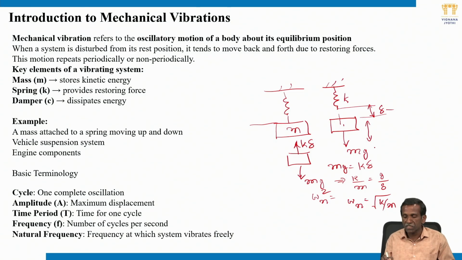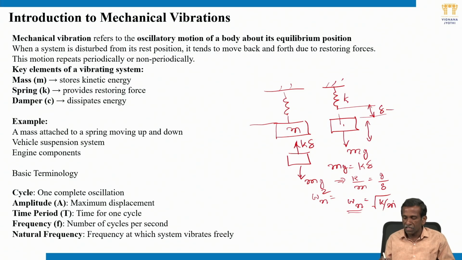Frequency is the number of cycles per second. For each unit time, how many cycles does it have? That is called frequency. Natural frequency is the frequency at which the system vibrates freely. Once you displace it and leave it, with no further force applied, it oscillates continuously about its mean position. The frequency you calculate for this is called the natural frequency.